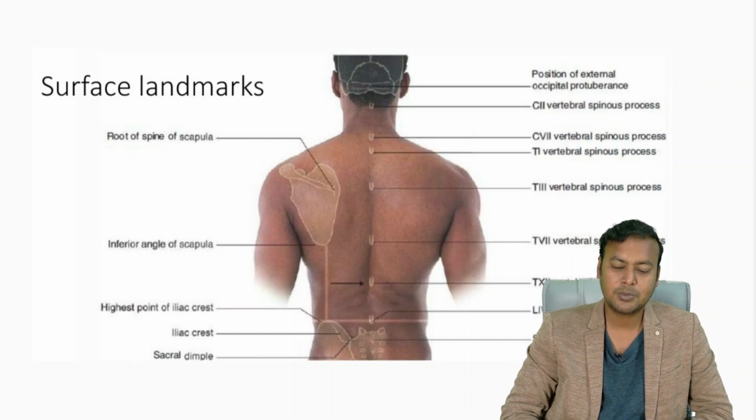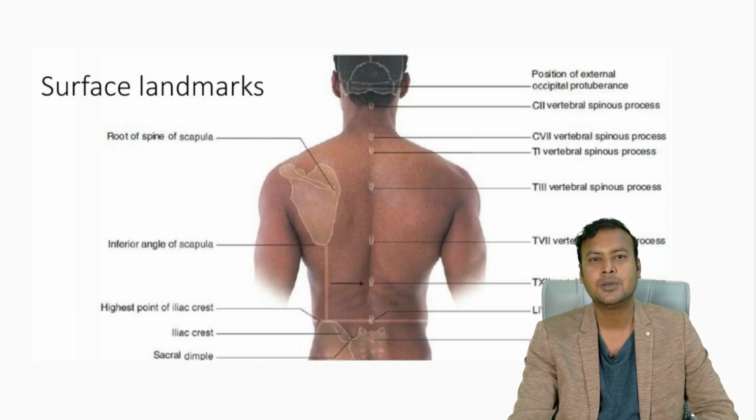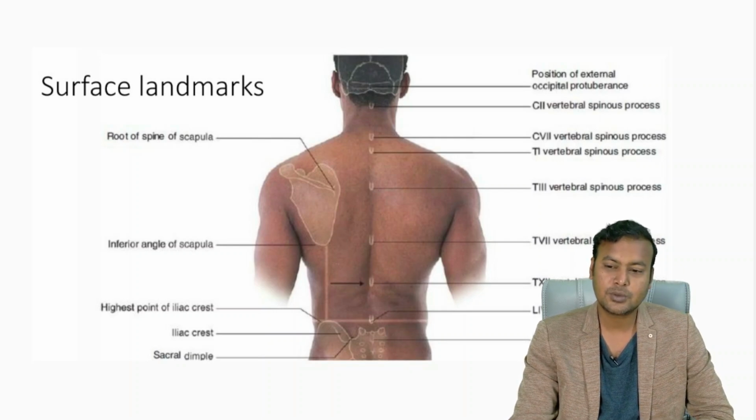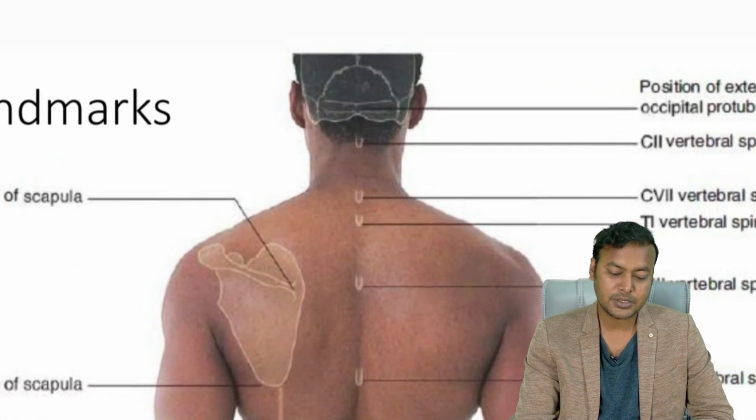So today we will be learning about the muscles of the back and the scapular region. In this video, I will be showing you the dissection of a real cadaver and the attachments of the different superficial muscles of the back and the scapular region. Now students, before moving to the dissection video, we should learn about the different surface landmarks first. So let's have a look at this image.